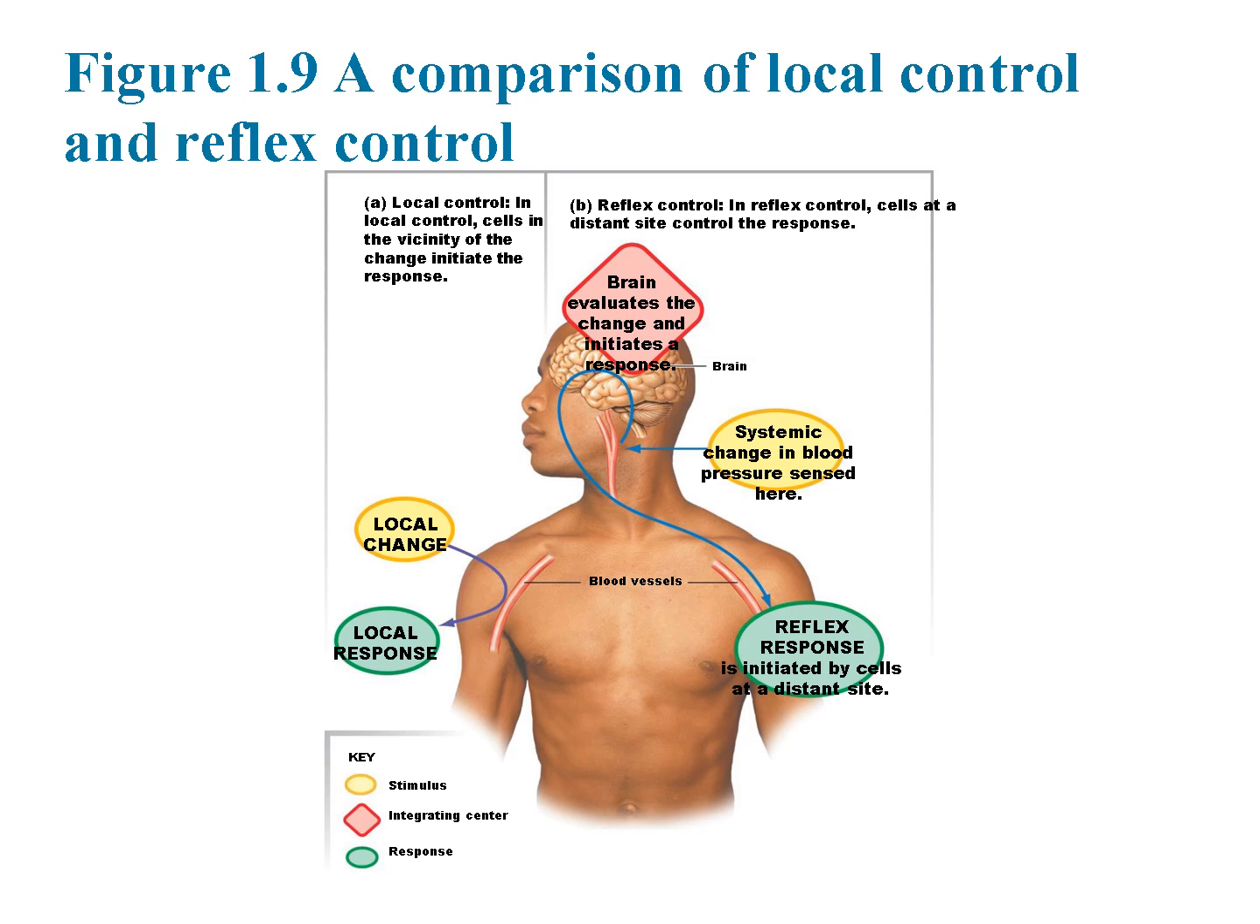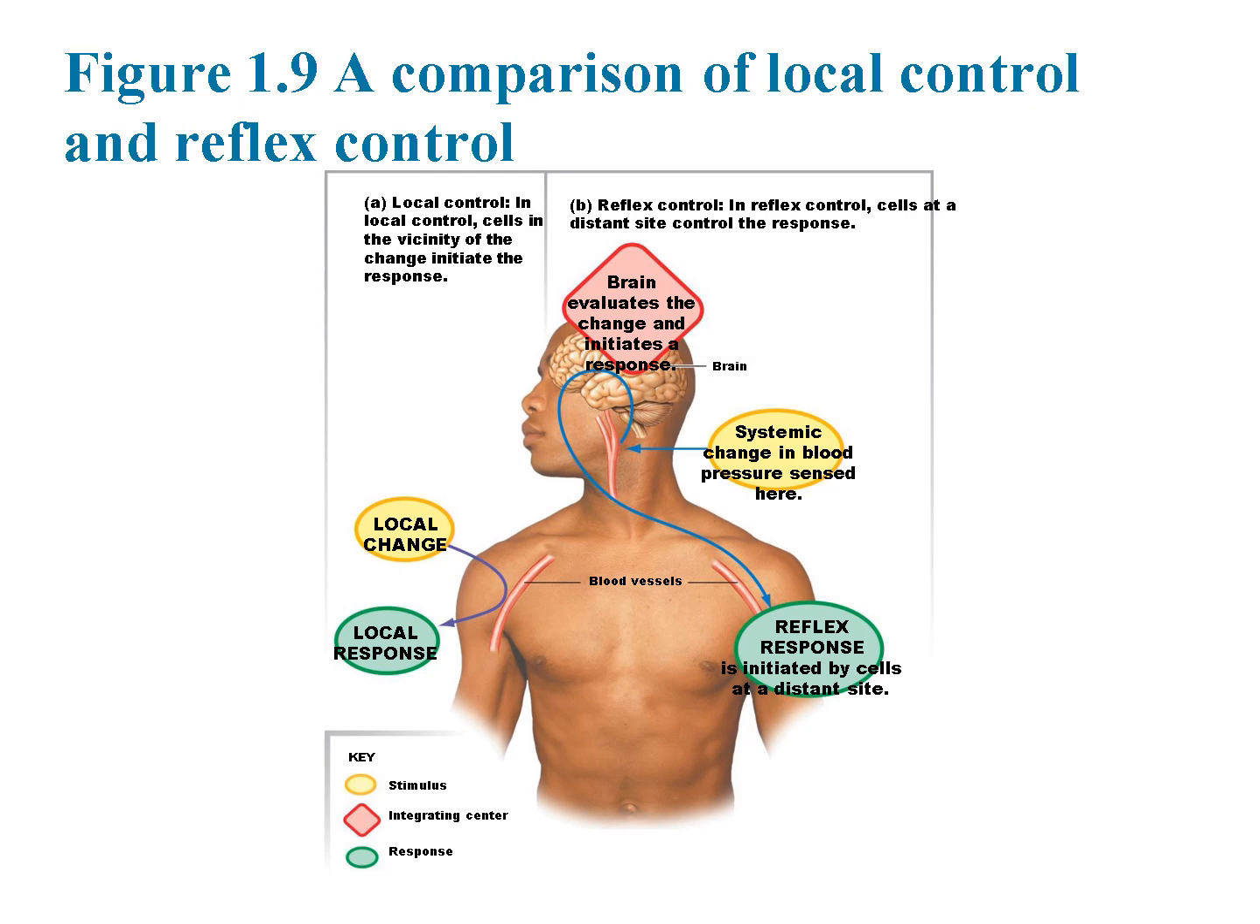Now, on the right side, we see reflex control. This is a broader, long-distance response that involves your brain or other control centers. Imagine your blood pressure drops suddenly. Sensors in your blood vessels detect this change and send an alert to your brain. The brain, acting like the body's command center, processes the information and sends instructions back to other parts of the body, like your heart or blood vessels, to restore balance. It's a coordinated effort across multiple systems to fix the problem.